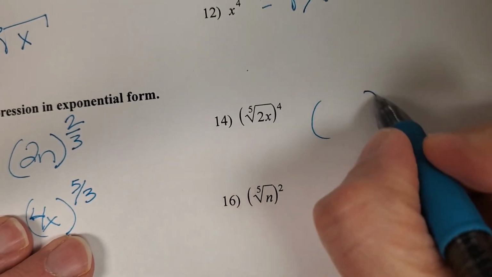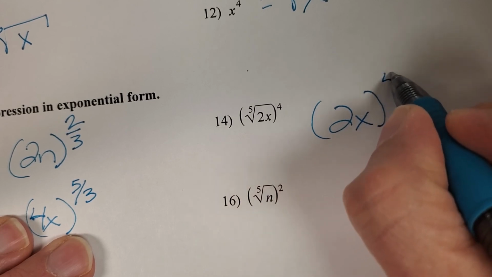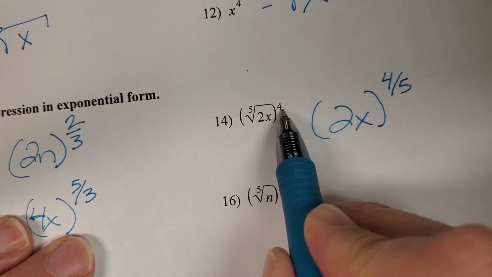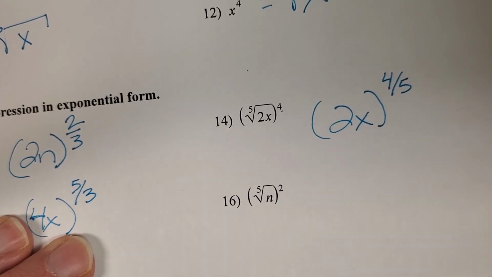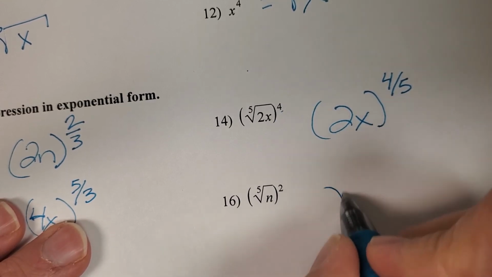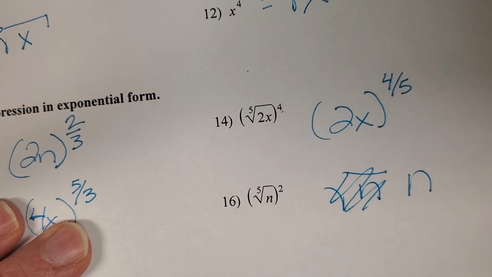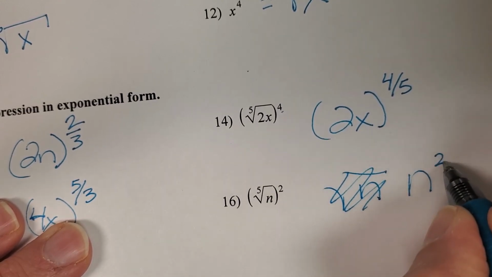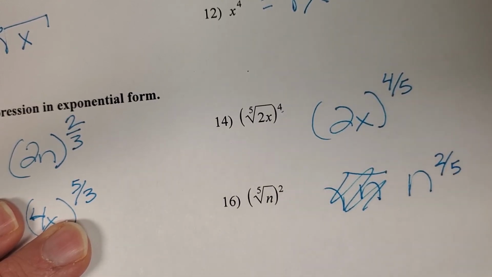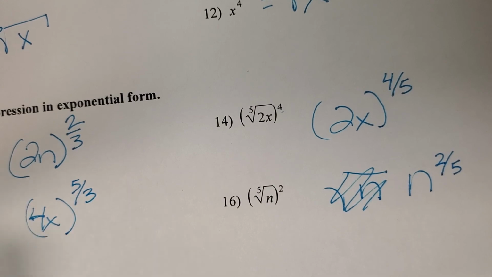All right, so we have a 2x to the 4/5. Power is the numerator, index is the denominator. And finally, we have an n. Whoops, sorry. We have an n, and the power is a 2, and the index is a 5. And that's how you switch back and forth.